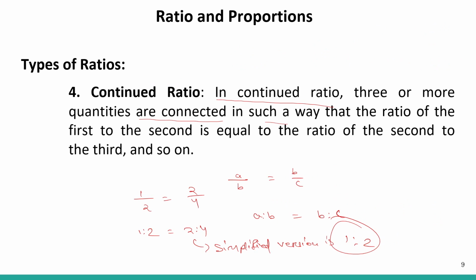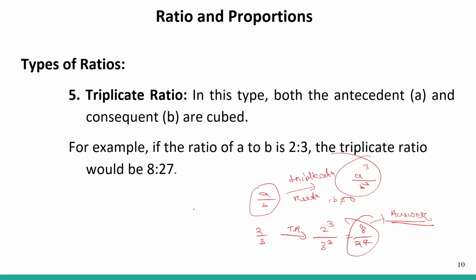So let's see what continued ratio was. Continued ratio was nothing but 3 or more quantities connected in such a way that the ratio of the first to the second is equal to the ratio of the second to the third. As an example, we took 1 is to 2 is equal to 2 is to 4, because after simplifying it became 1 by 2. So triplicate ratio: in this type, both the antecedent and the consequent are cubed. So if you have A by B, then after cubing them, what you are left with is A cube by B cube. For example, you took 2 by 3, that triplicate ratio will be 2 cube by 3 cube, that is 8 by 27.